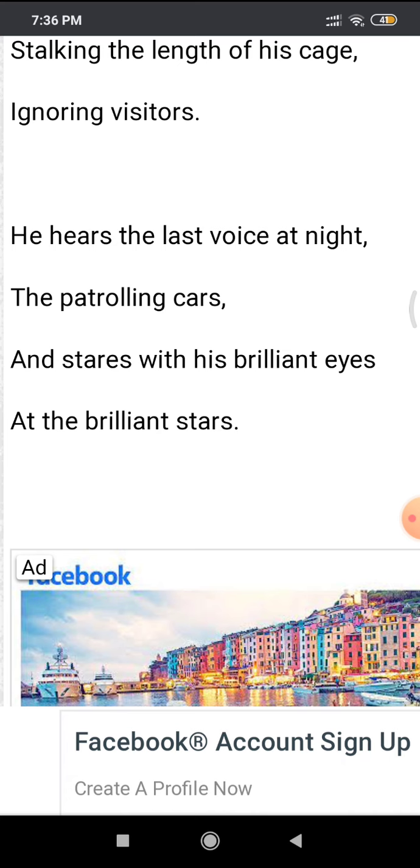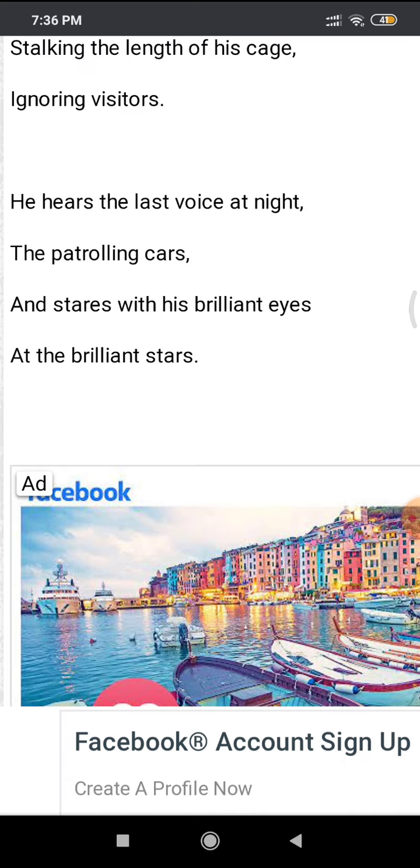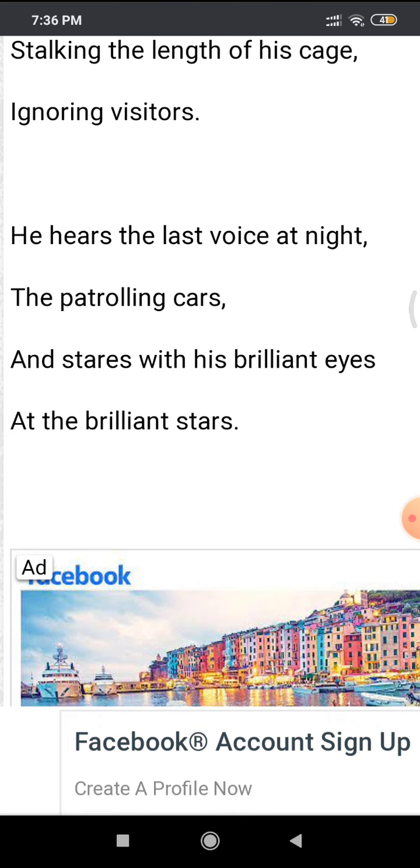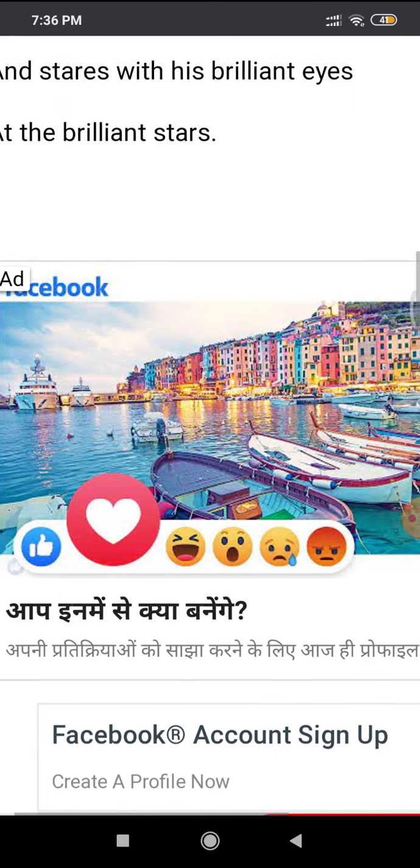Got it? So, why is he staring at the stars? In the hope that he would one day come out of the cell and live a natural life. So, that is all in the poem. I hope you might have understood. Got it, children? So, let us talk about the poetic devices here.